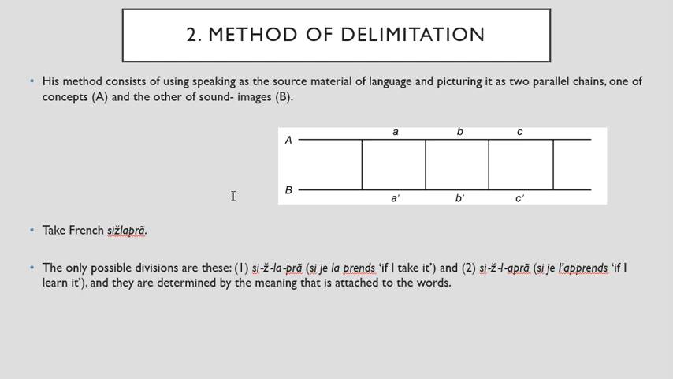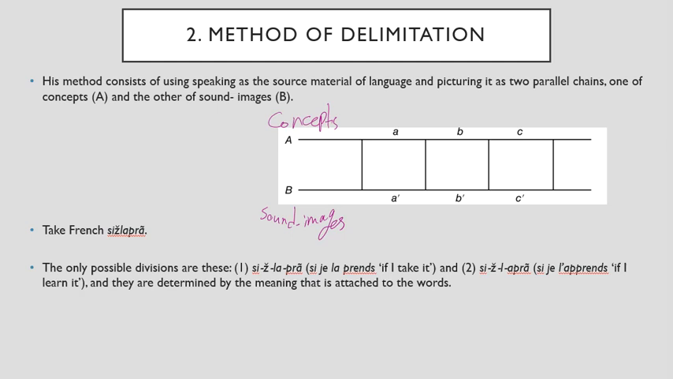Method of delimitation. Saussure's method consists of using speaking as the source material of language and picturing two parallel chains, one of concepts, which is A, let me write that here, concepts, and B, sound images, which we are mostly working with sound here. Of course, the written forms are the images, but I work with sounds mostly. I have an example from the essay itself that I found really interesting. It's in French, and I think it's really illuminating.